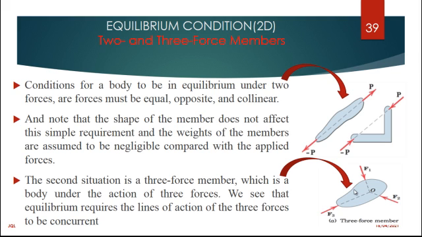Two and three force members. Conditions for a body to be in equilibrium under two forces are: forces must be equal, opposite, and collinear. Note that the shape of the member does not affect this simple requirement, and the weights of the members are assumed to be negligible compared with the applied forces.